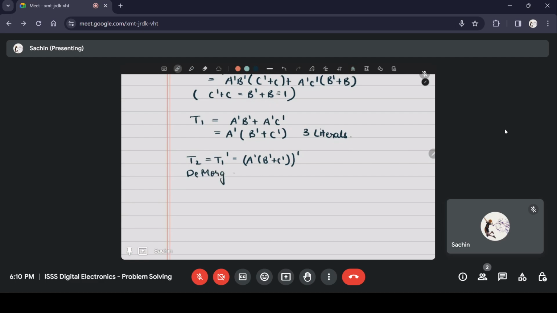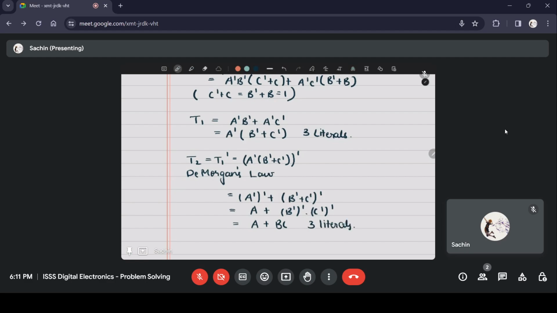We use De Morgan's theorem or De Morgan's law, and we can write this as A prime whole prime plus B prime plus C prime whole prime. This will become A plus B prime prime and C prime prime. It will become A plus BC. So again this has 3 literals. That's the minimum number of literals for T1 and T2.